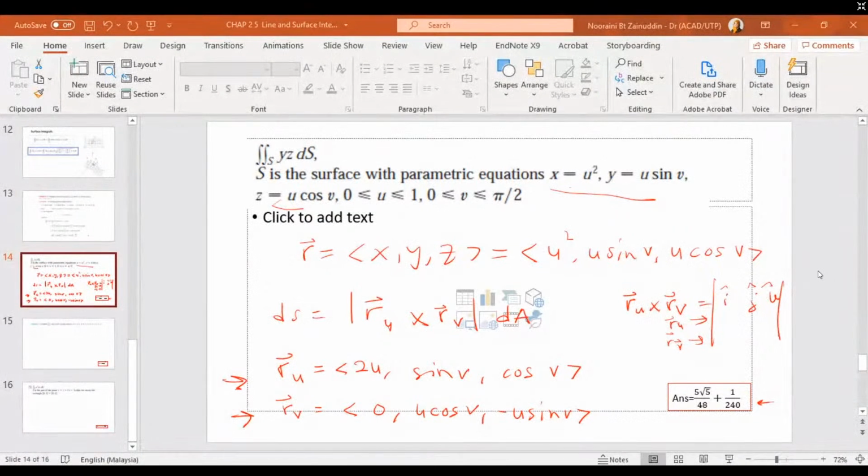Do you have any questions up to this integral? Any questions before we proceed with the next example? Today we are going to cover up to Green's theorem. No questions? Okay. You can try this; the answer is already given: 5 square root 5 over 48 plus 1 over 240.